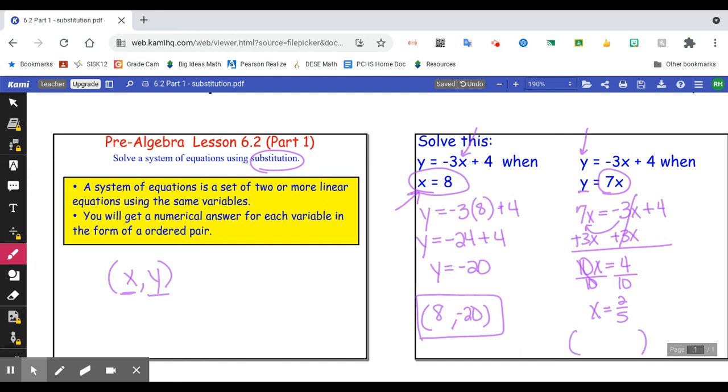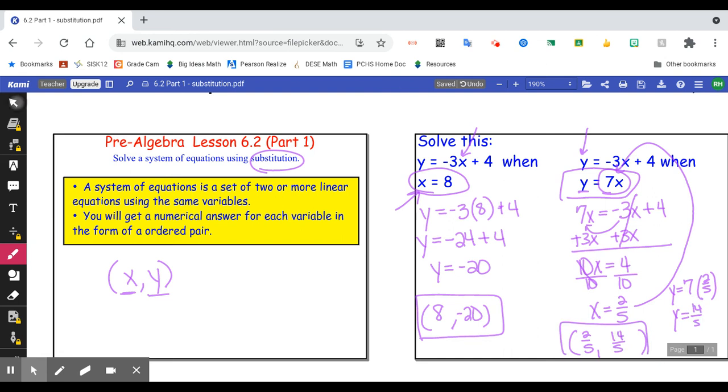So in my ordered pair right now, I have the x part, which is 2/5. Now I have to figure out the y. Well, in order to do that, we have an equation here that says y equals 7 times x. And I now know what x is, so I'm going to plug it in for that amount. So y equals 7 times x comes out, and 2/5 goes in, and I have y equals 14/5. And there's the second half of my ordered pair.